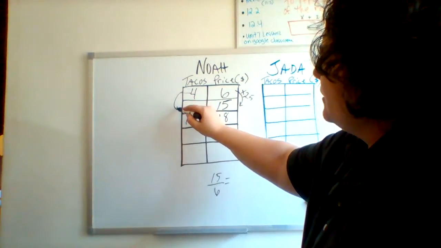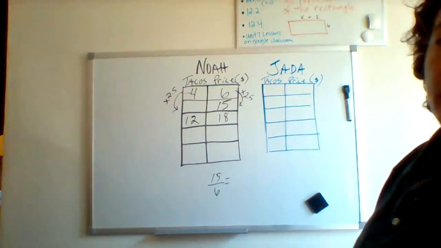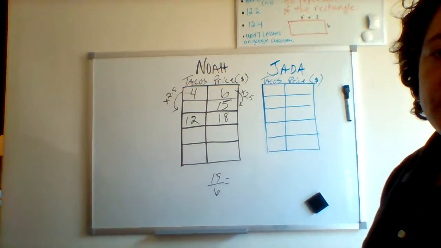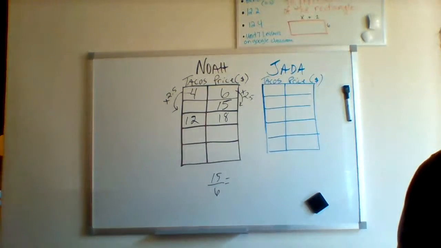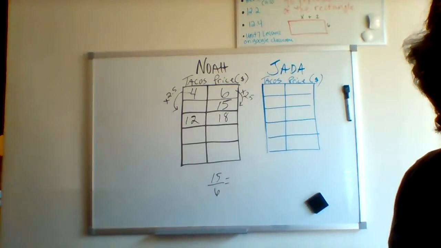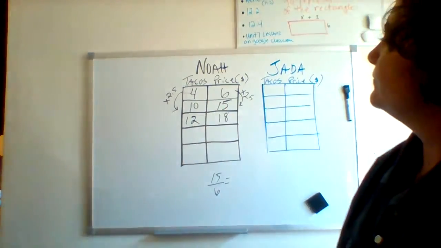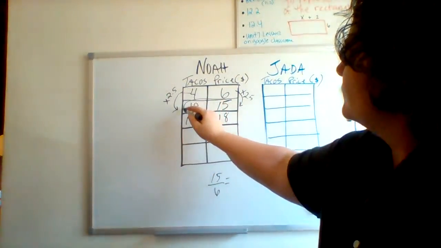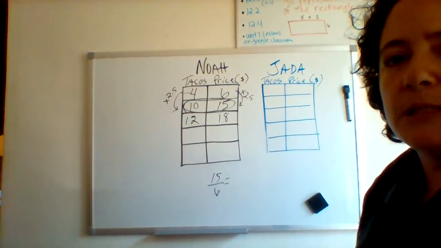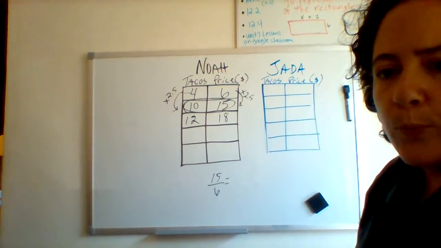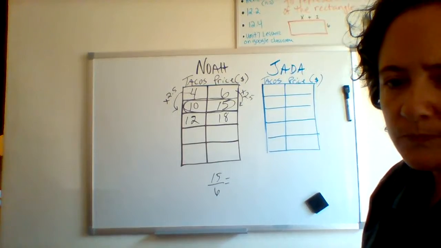So now let's do the same thing for 4, please. 4 times 2.5 is what? Okay. So 10. Noah can buy 10 tacos for $15. No 0.1, just 10. Good.